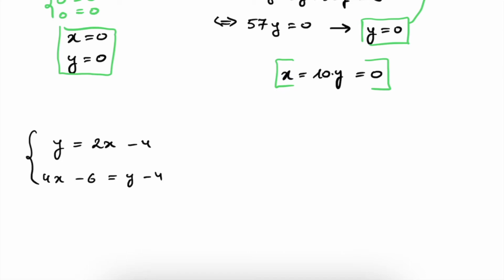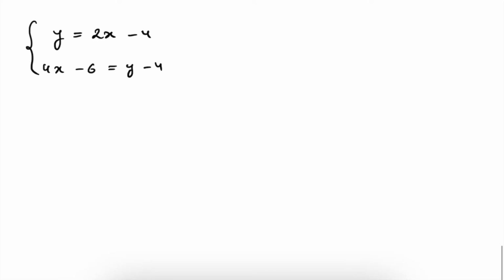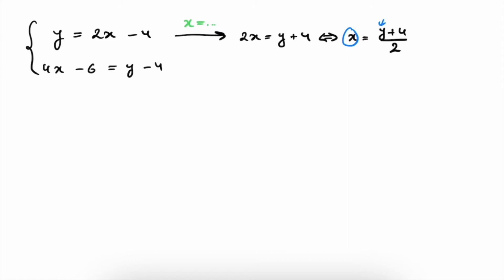And we need again to find x and y such that these 2 equations are true. And as always, we start with the first step to rewrite this first equation as a function of x. So we get that 2x is equal to y plus 4. Or we can rewrite this even further, that x is equal to (y plus 4) divided by 2. And now we already have an expression of x as a function of y.